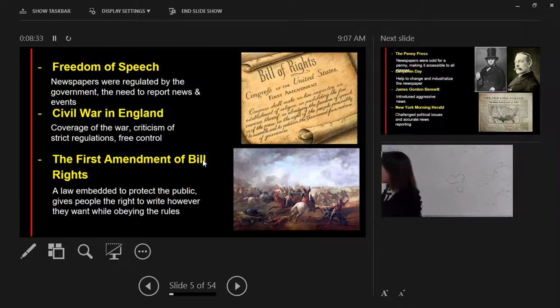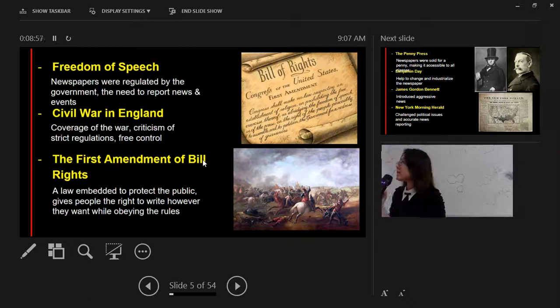During the Civil War in England, people wanted coverage of the news because nobody was reporting it. Everything that they saw in the newspaper was just all about the government, all of the propaganda. So people started to question. They started to fight for their rights. In the end, after all this war, they wanted the freedom of speech.